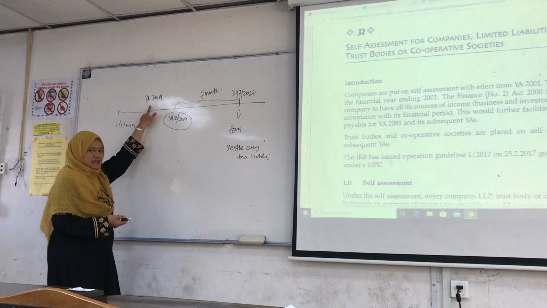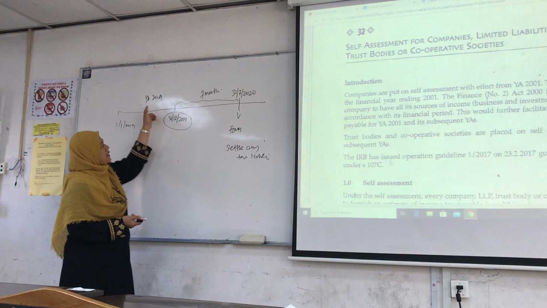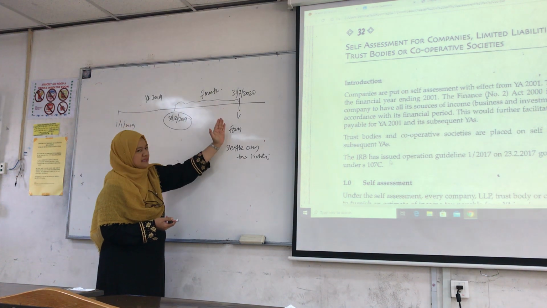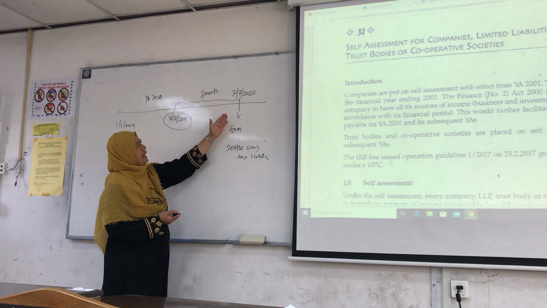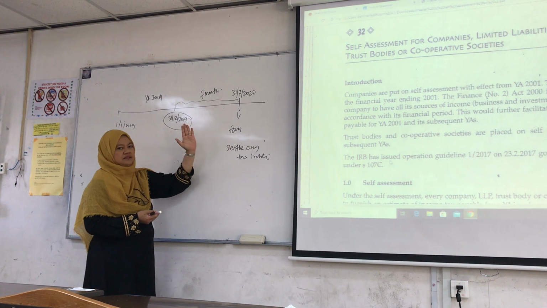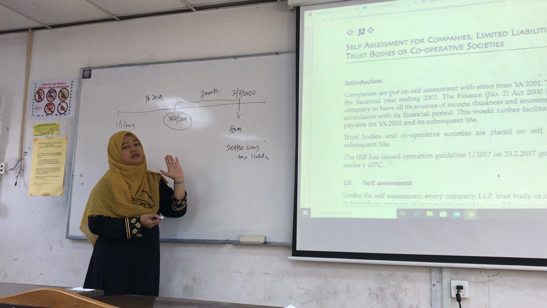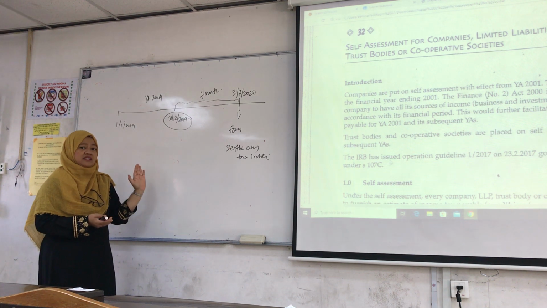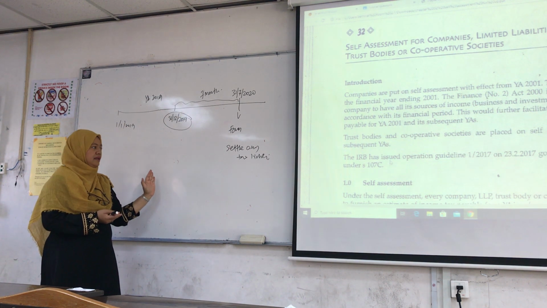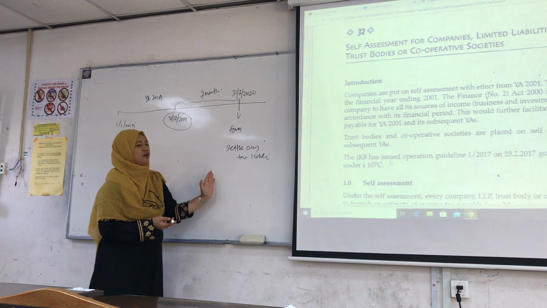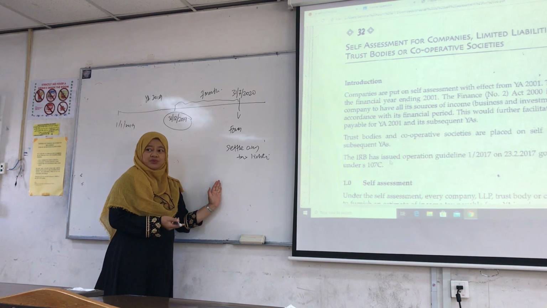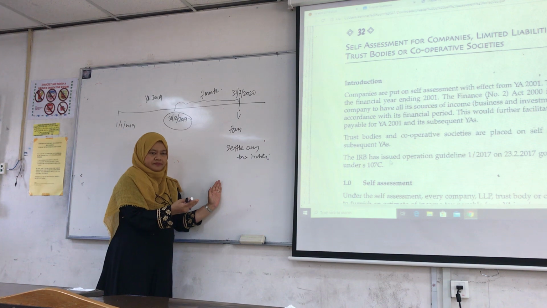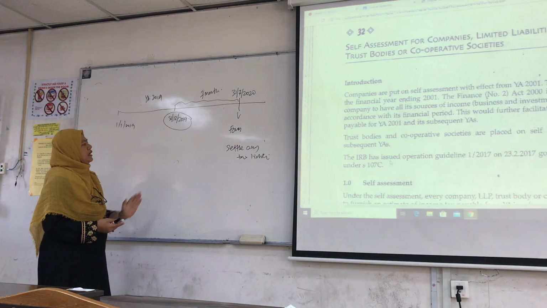This is YA 2019, and you have to submit your Form C 7 months after the closing of year end, and the submission must be by the end of the 7th month. So in this case, it's 31st July. If your year end is 30th of June, then the submission day for your Form C is by 31st of January of the following year. That's how it works.